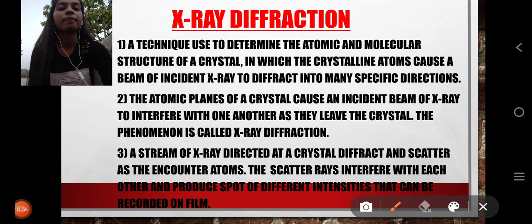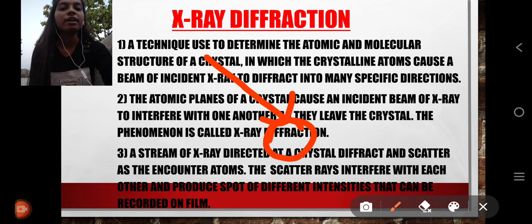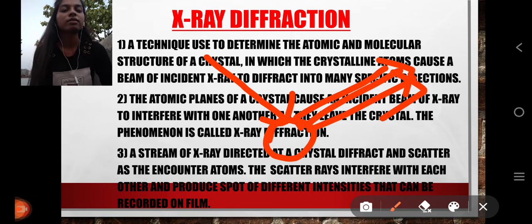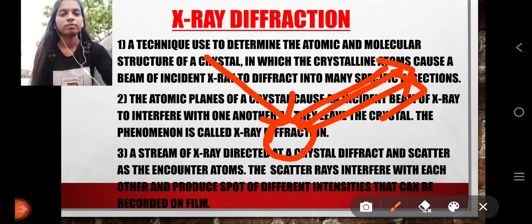Means this is the crystal. When the X-ray is incident on it, it is transmitted in various directions, but it is not transmitted straight through it. And this technique is used to determine the atomic and molecular structure of a crystal.